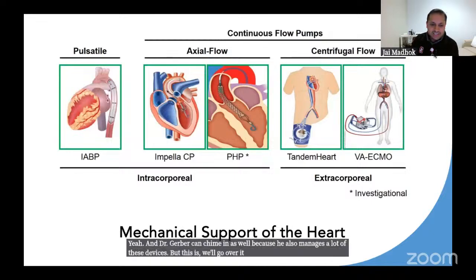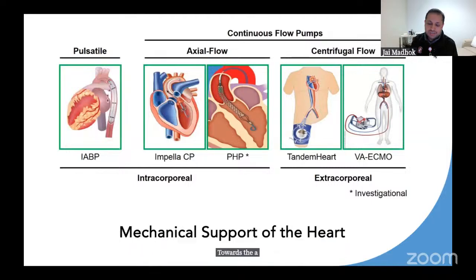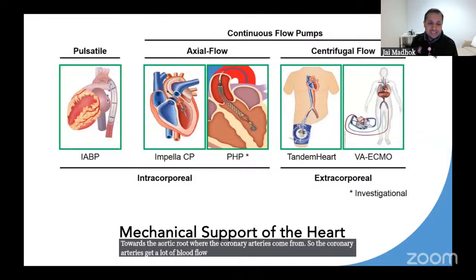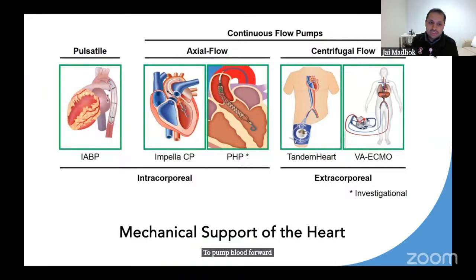This could be an entirely new webinar of its own, but we start with the intra-aortic balloon pump, which is very helpful for augmenting coronary perfusion pressure. It works by a balloon inflating in diastole, so it pushes blood back towards the aortic root where the coronary arteries come from, and the coronary arteries get a lot of blood flow. It also deflates in systole, so it creates an artificial vacuum-like effect and makes it easier for the struggling heart to pump blood forward, so it reduces the afterload.